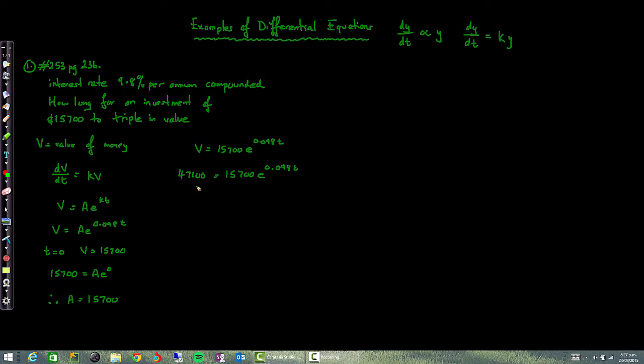Okay, so the first thing I'm going to do is move this 15,700 over here. So we need to divide by 15,700. Well, we know that that is triple 15,700, so we're going to get 3 here when we divide 15,700 into 47,100.